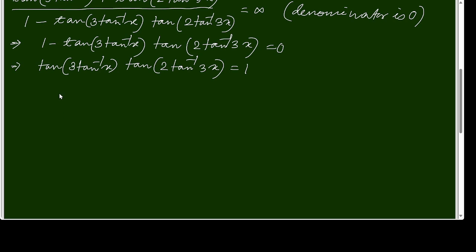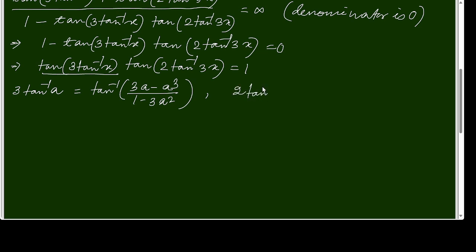Next we'll put some inverse trigonometry formulas, that is 3 tan inverse a equals tan inverse of 3a minus a cube over 1 minus 3a square. First I'll put this formula, and 2 tan inverse b equals tan inverse of twice b over 1 minus b square. And here for b I'll put 3 times x.